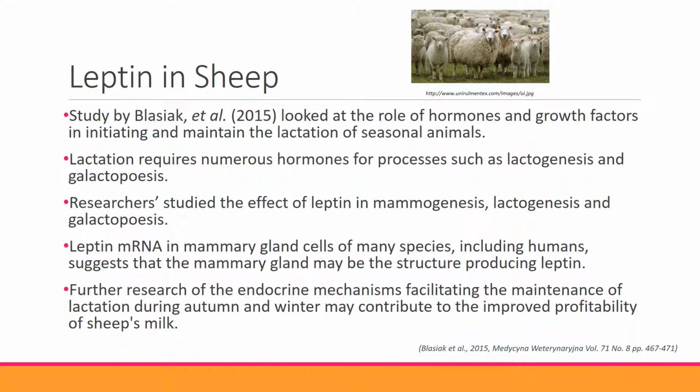So specifically, researchers studied the effect of leptin in mammogenesis, lactogenesis, and galactopoiesis. The leptin mRNA in the mammary gland cells of many species, including humans, suggests that the mammary gland may be the structure producing leptin. Further research of the endocrine mechanisms facilitating the maintenance of lactation during the autumn and winter may contribute to the improved profitability of sheep's milk.